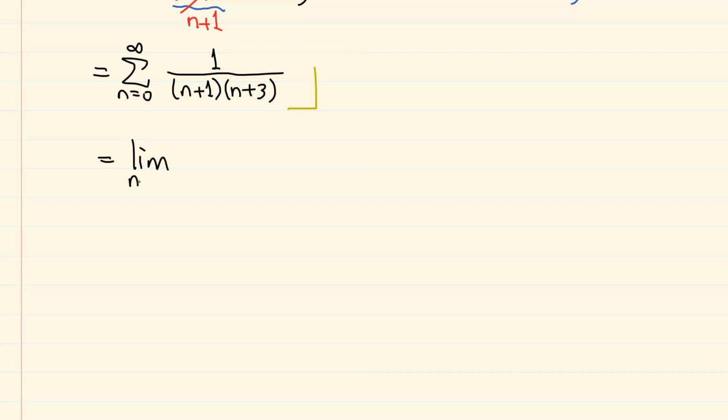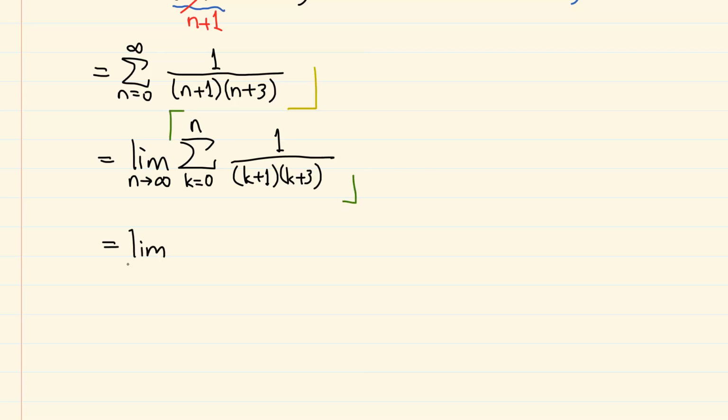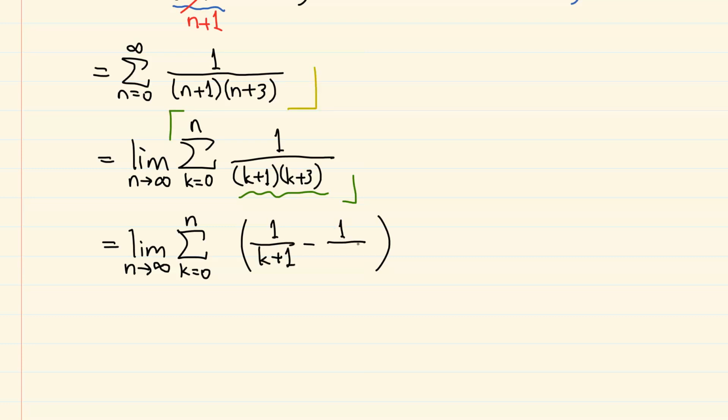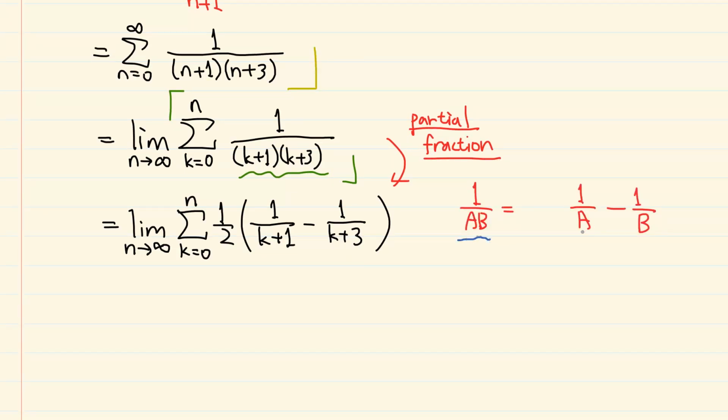So we have the limit as n approaches infinity of sigma 1 over (k plus 1)(k plus 3) from k equals 0 to n. And this type of partial sum is very famous. We change this term into the difference between two terms, 1 over (k plus 1) minus 1 over (k plus 3). Then we require 1/2 here. This is one of the most famous methods of partial fractions. If you want to split 1 over ab into the difference 1 over a minus 1 over b, then this difference must be multiplied by 1 over (b minus a).